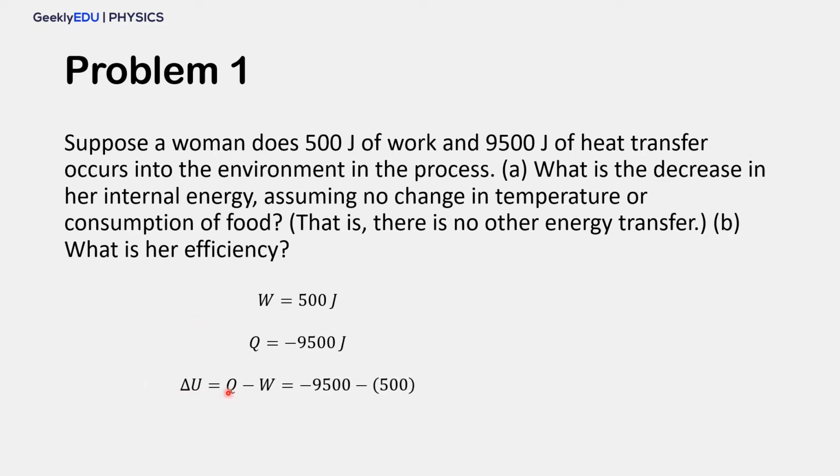We can then just apply the first law of thermodynamics. We know that the variation in the internal energy is the heat transferred minus the work. In this case, we have a variation of internal energy of negative 10,000 joules. To calculate the efficiency, we know that the efficiency is the work divided by the heat transfer. In this case, 500 divided by 9,500, and it gives us 5.26% of efficiency.